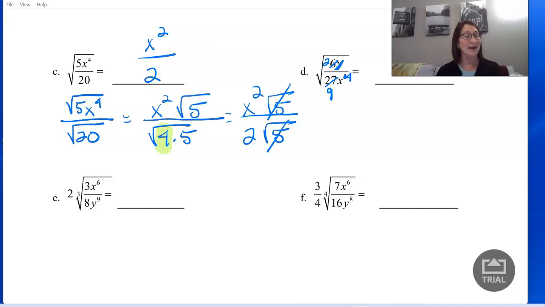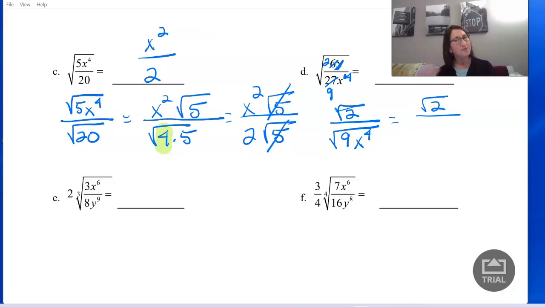So now I can go ahead and simplify this. I've got the square root of 2 in the numerator and the square root of 9 over x to the fourth in the denominator. Square root of 2, I can't do anything about that. That's just the square root of 2. But the square root of 9 is 3. X to the fourth, the square root of that is going to be x squared. There we go. That's my simplified radical.